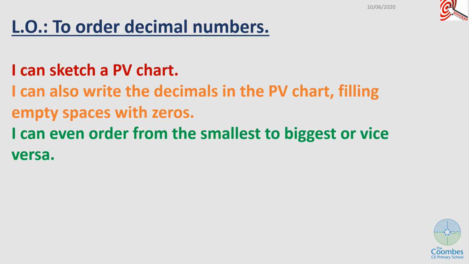There are 3 success criteria that you can use to order decimal numbers. First, that you can sketch a place value chart. Second, that you can also write the decimals in the place value chart, filling empty spaces with zeros. And third, that you can even order from the smallest to the biggest or vice versa.